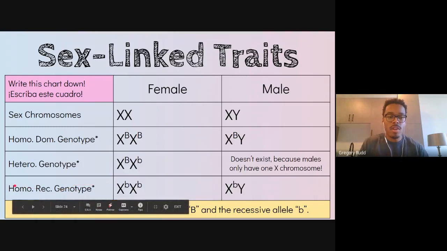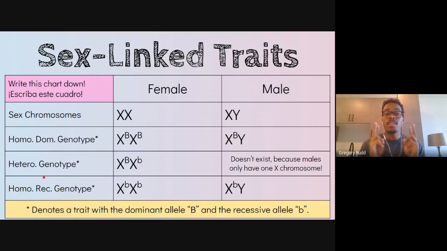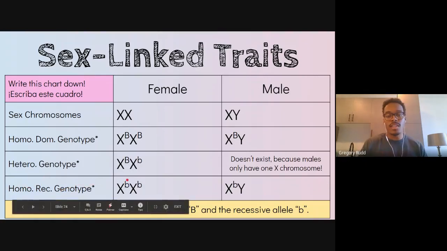So a person who is homo recessive has two of the same alleles, and they're both recessive, so they're both lowercase. Again, a male only has one X, so you can only put one allele on their X chromosome. The Y does not get an allele. So this is why men are more likely to develop traits, because they either have the dominant or they have the recessive. There is no heterozygous genotype for males.